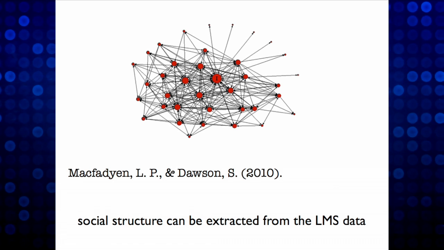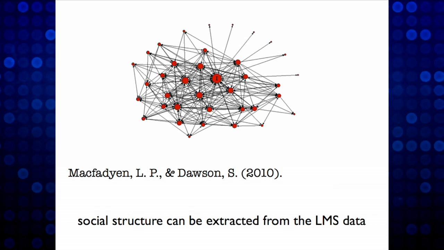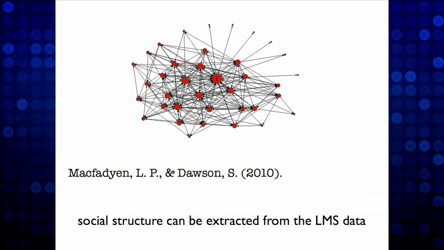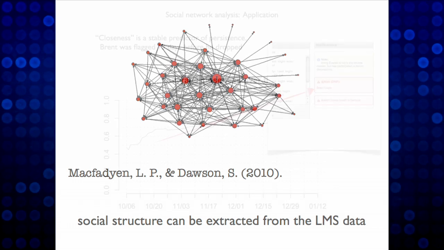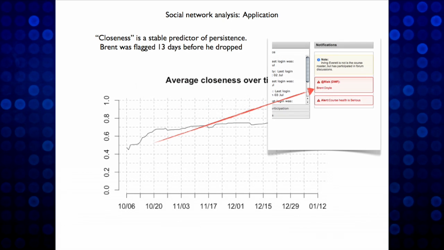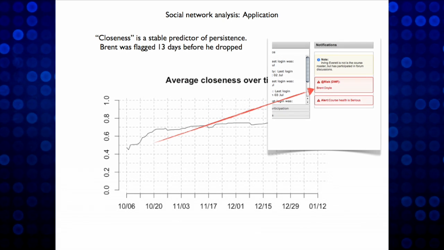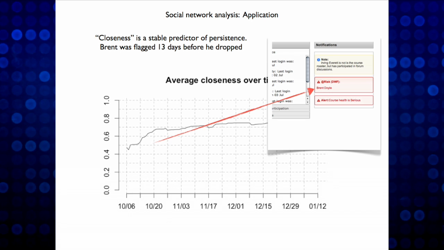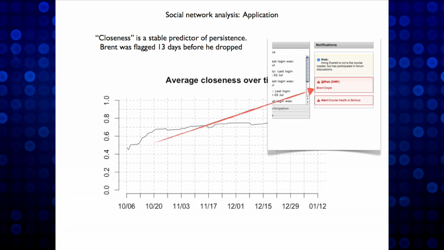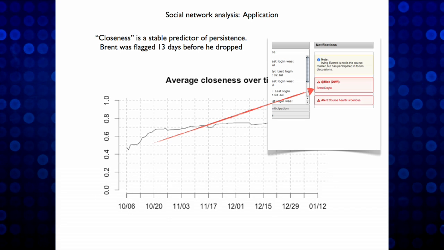So in this particular case, our friend Brent, that we actually saw on the course dashboard, dropped out of the expected range 13 days before he actually dropped out and stopped logging in altogether. And we could have flagged that. We could have known that ahead of time and made an intervention.